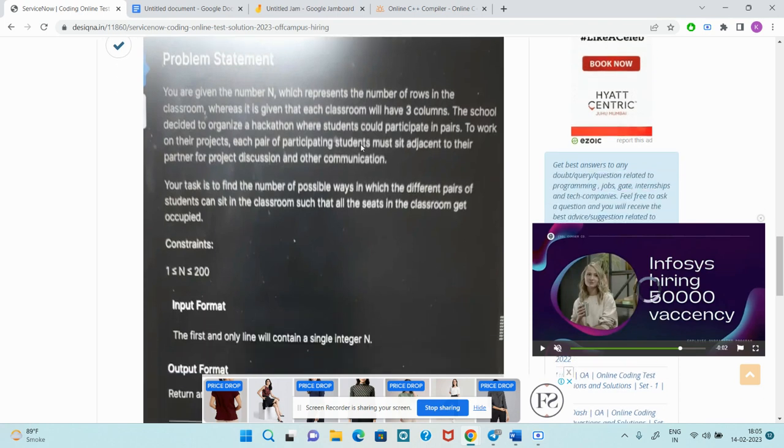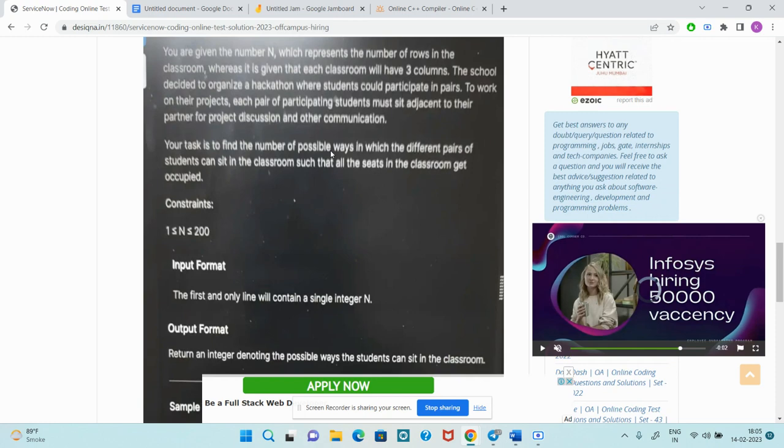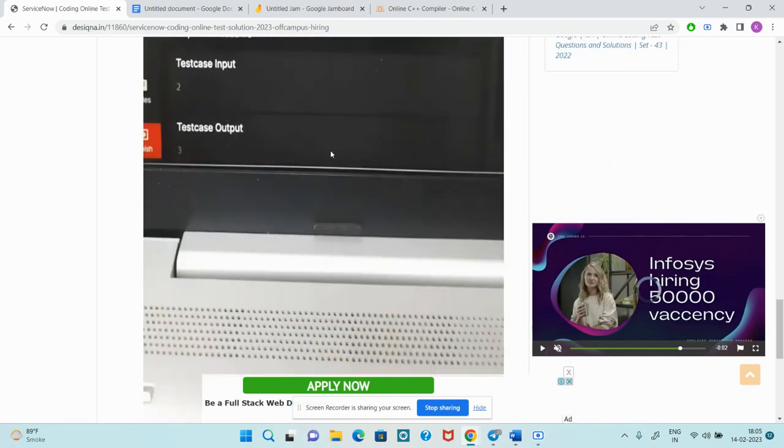Now if we read the question, what does the question say? You are given the number n which represents the number of rows in a classroom, and each classroom will have 3 columns. The school decided to organize a hackathon where students could practice in pairs. To work on their projects, each pair of participating students must sit adjacent to their partner for project discussion and other communication. Your task is to find the number of possible ways in which the different pairs of students can sit in the classroom such that all the seats in the classroom get occupied, and the constraint is n is less than or equal to 200.